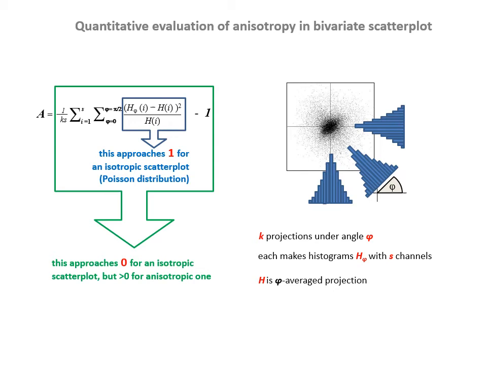We project all data points on lines of different orientations and analyze the resulting histograms. Namely, we check how histograms deviate from the average histogram averaged over all orientations. If this deviation is just random, the whole stuff should follow Poisson statistics, and therefore the expression on the left should approach zero. But if there is some anisotropy, it would be higher than zero, and if anisotropy is high, it might reach quite high values.